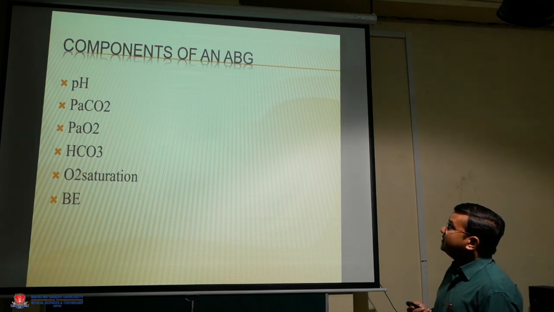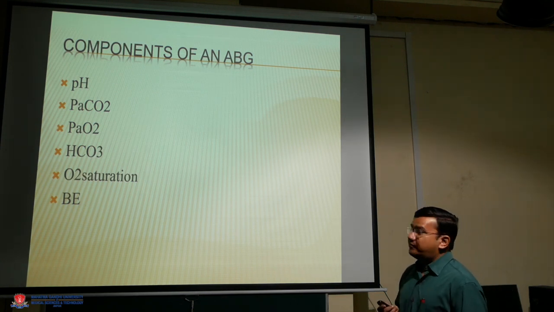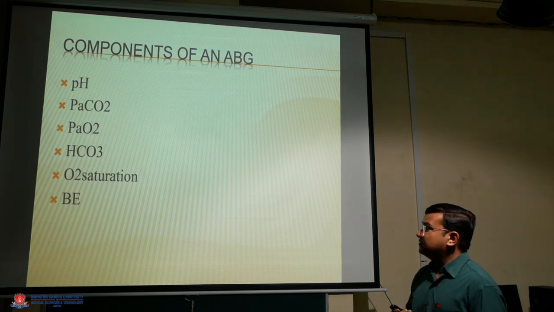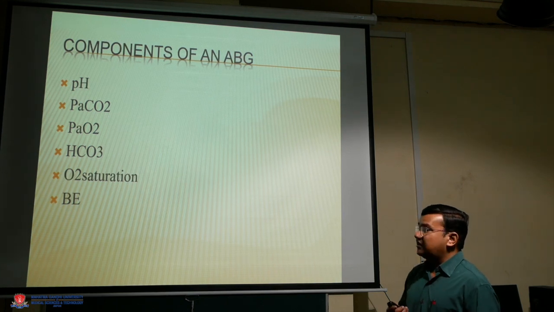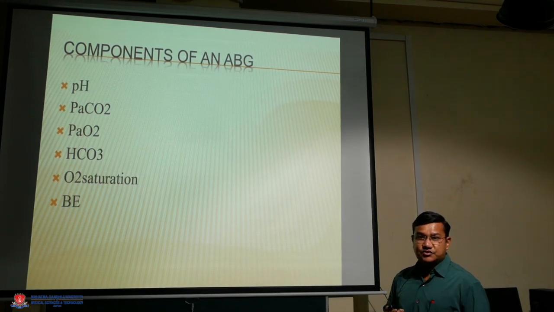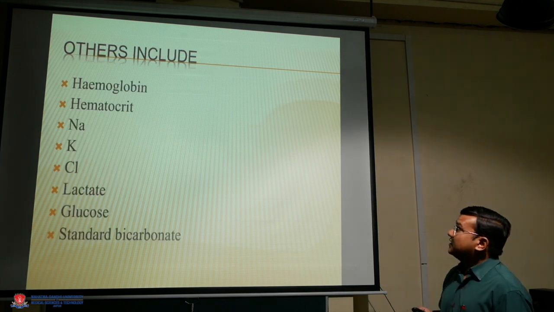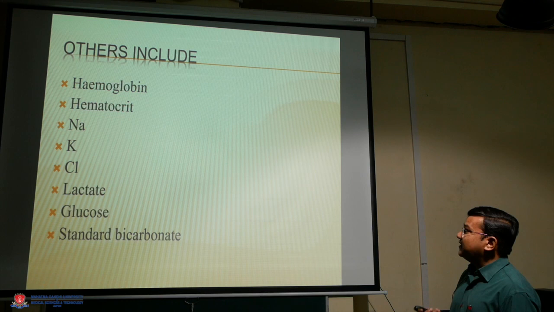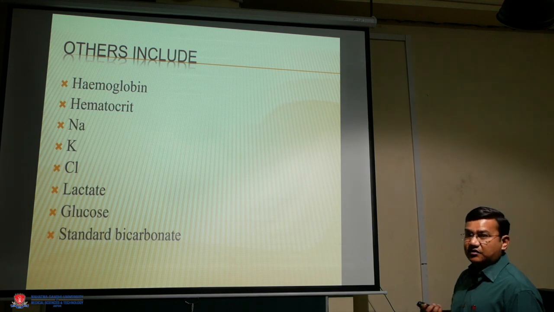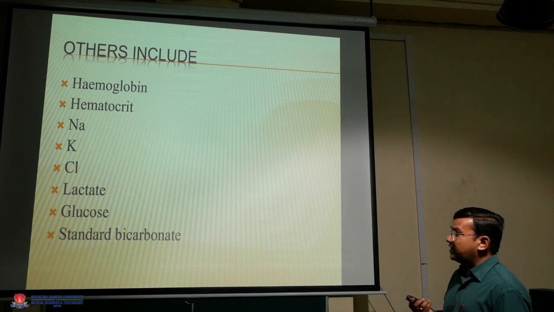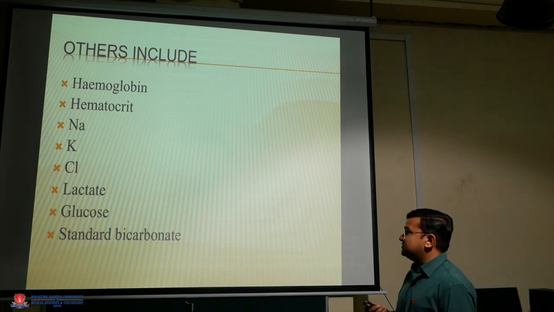Now what are the components of an ABG? The components are pH, PaCO2, which is the partial pressure of carbon dioxide, PaO2, the partial pressure of oxygen, bicarbonate ions, oxygen saturation, and base excess. Many machines give many other readings on the ABG, which are hemoglobin, hematocrit, sodium, potassium, chloride, lactate, glucose, and standard bicarbonate.